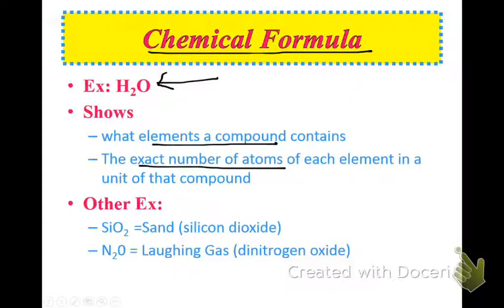Some other examples down here, we have SiO2, which is silicon dioxide, also known as sand. It shows us that we have one silicon and 2 oxygens. We have laughing gas, which is dinitrogen oxide, N2O. It has 2 nitrogens and 1 oxygen. So the chemical formula shows the exact ratio and what elements that compound contains.